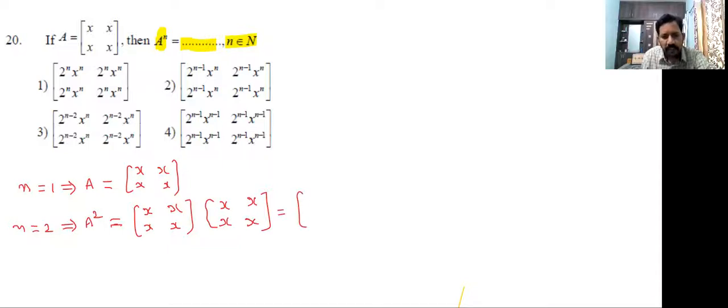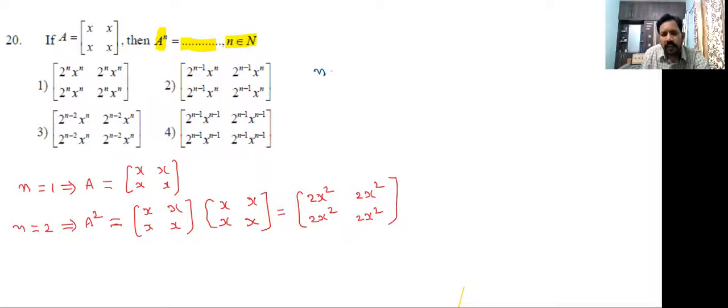See, first row, first column: x into x, x square, plus x into x, x square. So we are getting 2x square, 2x square, 2x square, 2x square. This is A square. Verify the options if n is equal to 2.